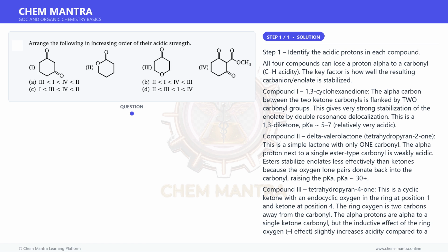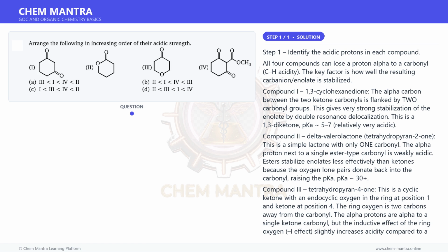Step 2. Rank by acidity. Increasing means least acidic to most acidic. Compound 2, simple lactone, single carbonyl, ester character, least acidic, highest pKa, 30+. Compound 3, cyclic ketone with ring O, single carbonyl, modest inductive effect, less acidic than I or 4 but more acidic than 2. Compound I, 1,3-diketone, 2 carbonyls stabilizing the enolate, more acidic than 3.